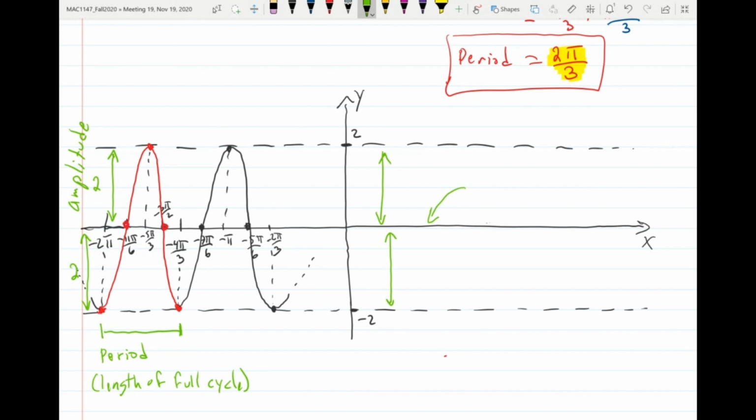The distance from this line, this is called the midline, okay? So the midline is the line y equals 0. Of course, it's the x-axis because we did not do any vertical shift. But if you pull this function up or down, then of course the midline is going to change accordingly, depending on whether you move up or down.